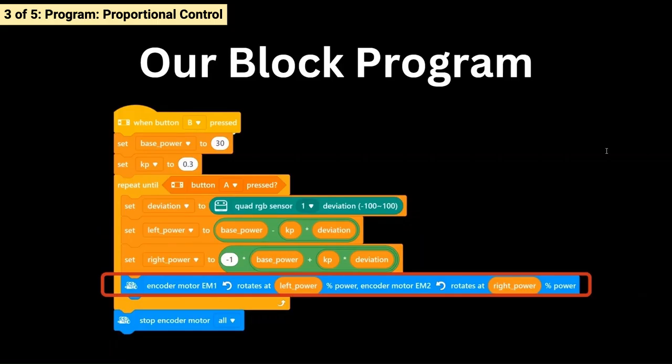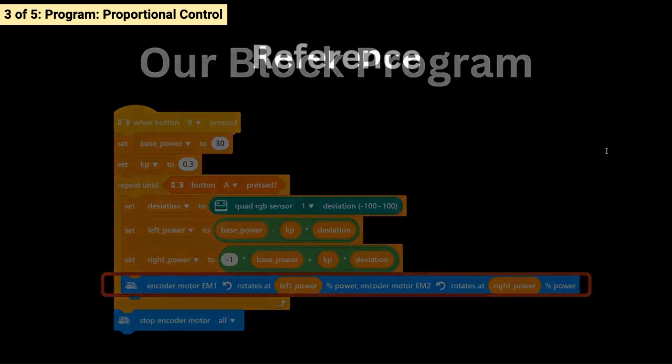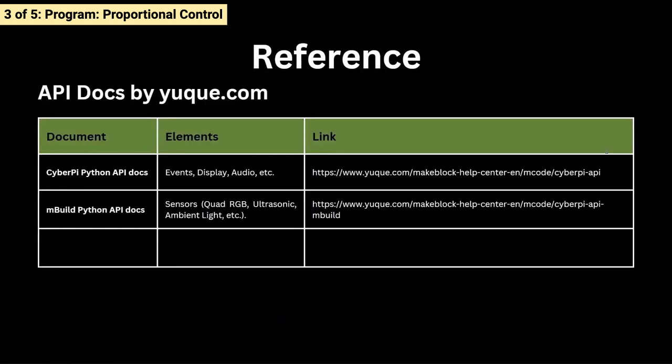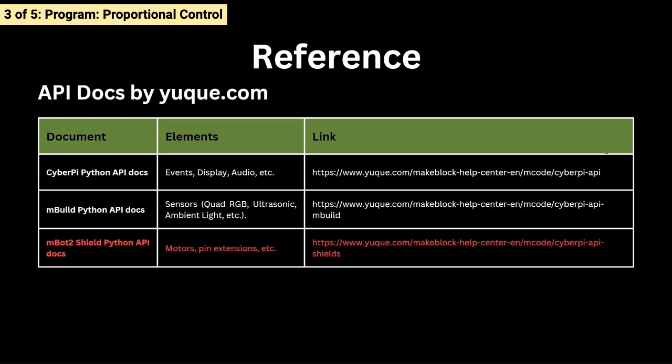To do this conversion, we will need to refer to the API docs like we did in our previous video. I introduced these two API docs in the previous video. In this tutorial, in addition to these two, we're going to refer to a third API doc as well. This is the mBot2 Shield Python API docs page. This page contains APIs that relate to motion commands like drive forward, turn, etc.